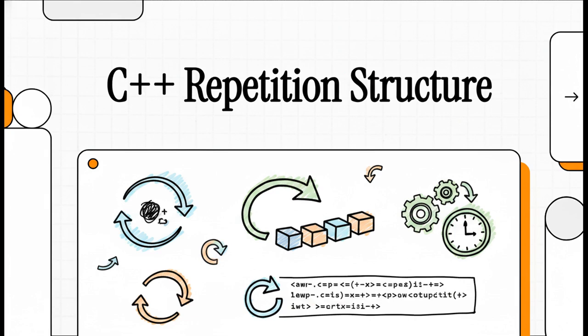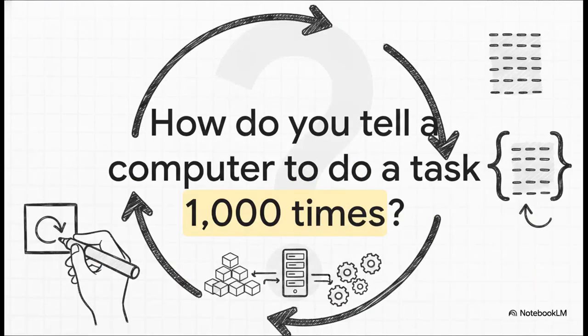Okay, let's dive right in. Think about this for a quick second. How do you actually tell a computer to do a task 1,000 times? Do you just write out the exact same line of code 1,000 times? No way. Absolutely not. That would be completely inefficient and, frankly, incredibly frustrating. In the real world, developers need a way to process massive amounts of data dynamically. We need an ultimate time-saving solution, and that is precisely where loops step in to do the heavy lifting for us.